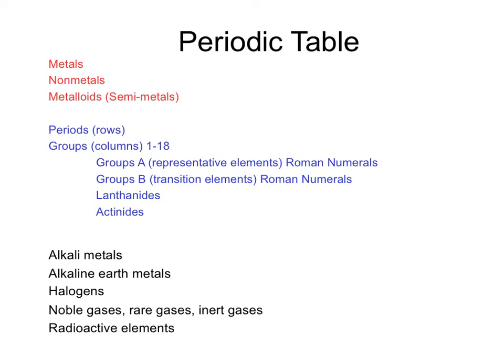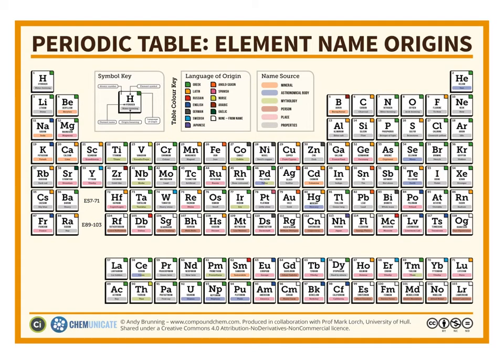And then there's sections in the table for lanthanide and actinide elements. Then we want to look at the different groups. There's the alkali metals, the alkaline earth metals, halogens, noble gases. I'll show you where the radioactive elements are as well. So, all right. Then the first slide here is just one that's current, so it has a total of 118 elements.